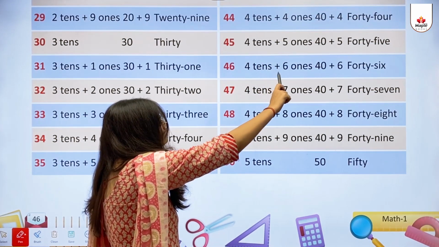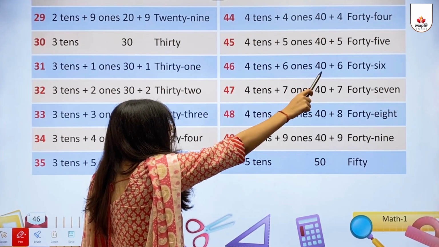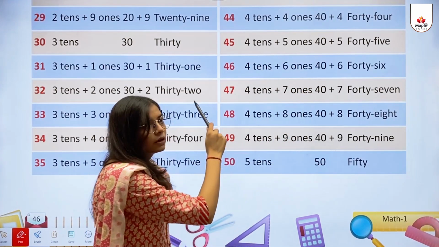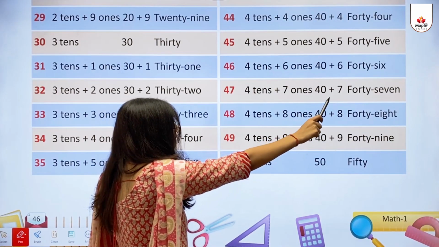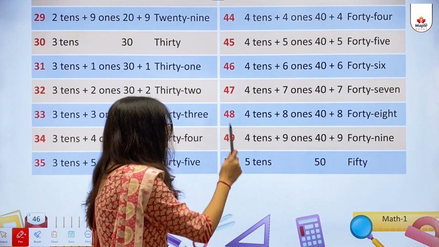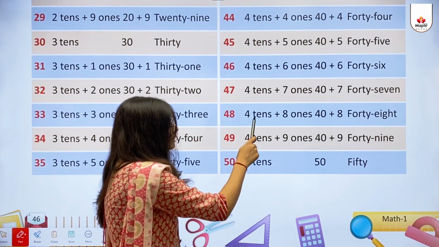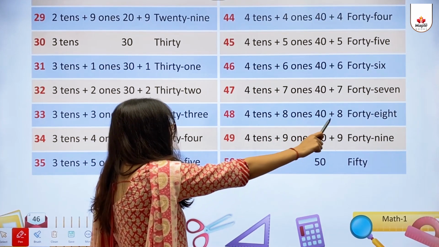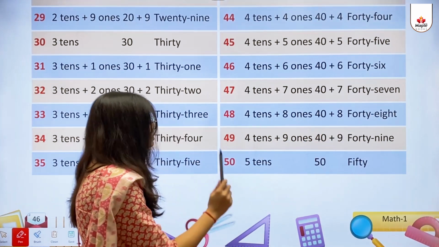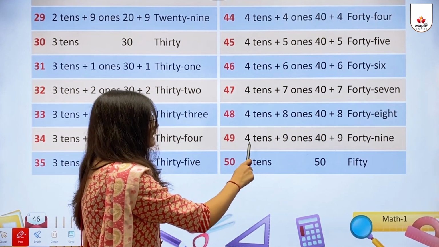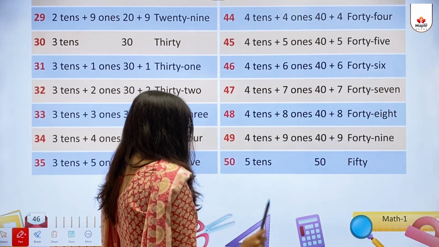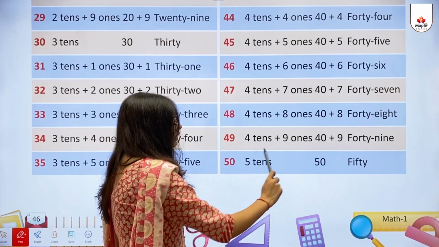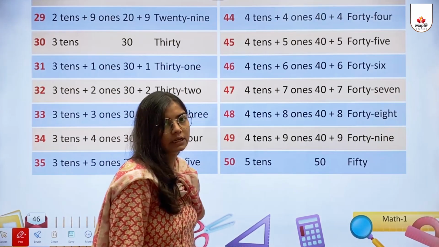46, 4 tens plus 6 ones, 40 plus 6, 46. 47, 4 tens plus 7 ones, 40 plus 7, 47. 48, 4 tens plus 8 ones, 40 plus 8, 48. 49, 4 tens plus 9 ones, 40 plus 9, 49. 50, 5 tens, 50.